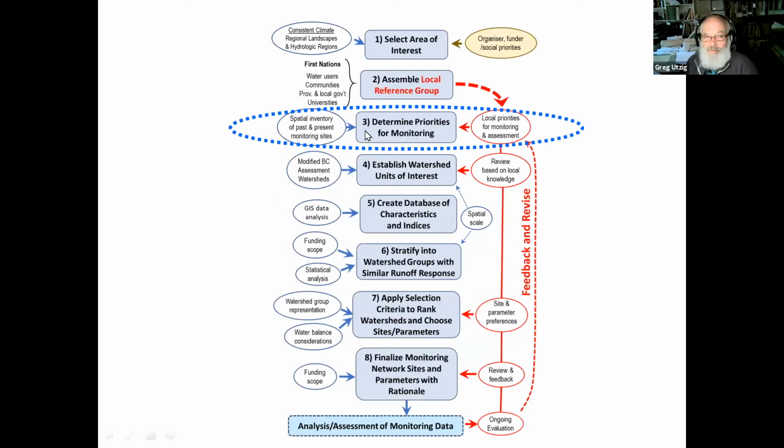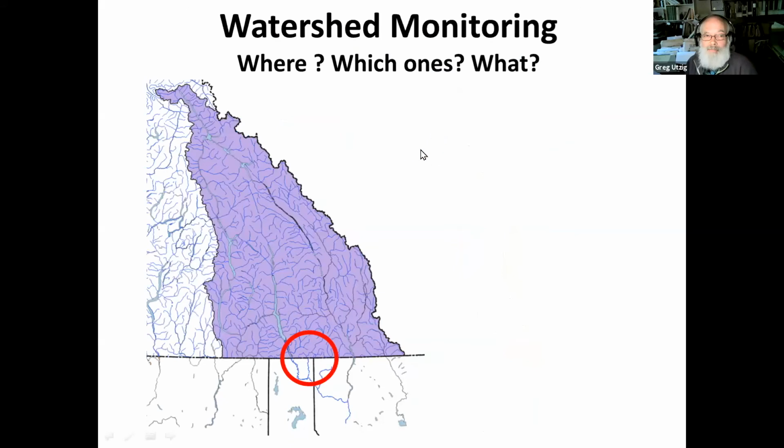So the next thing is, once you've chosen the area that you're actually going to pilot for your monitoring, how do you determine the priorities? Well, this is where setting up that reference group is extremely important, because they're the people that understand where the issues are within that region. But we also want to look at where there has been past monitoring. There's no point in duplicating information that already exists, or where there's ongoing monitoring going on. And then within that, it's a matter of deciding which watersheds you are actually going to monitor.